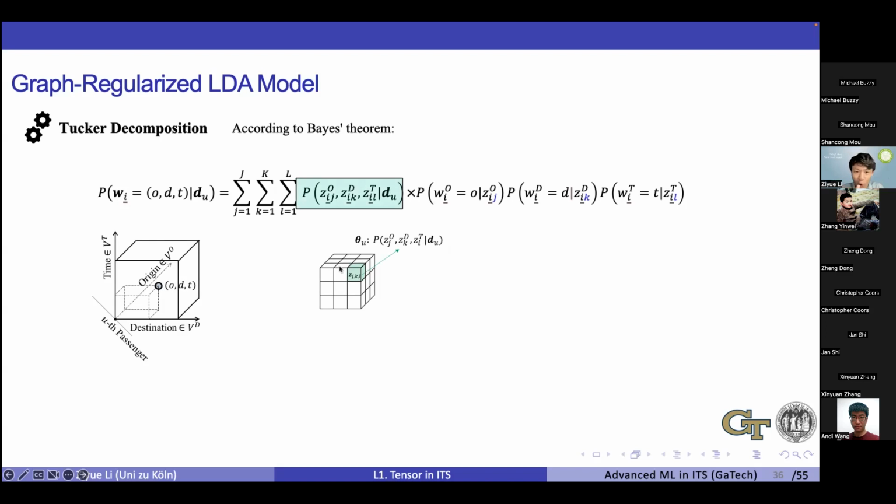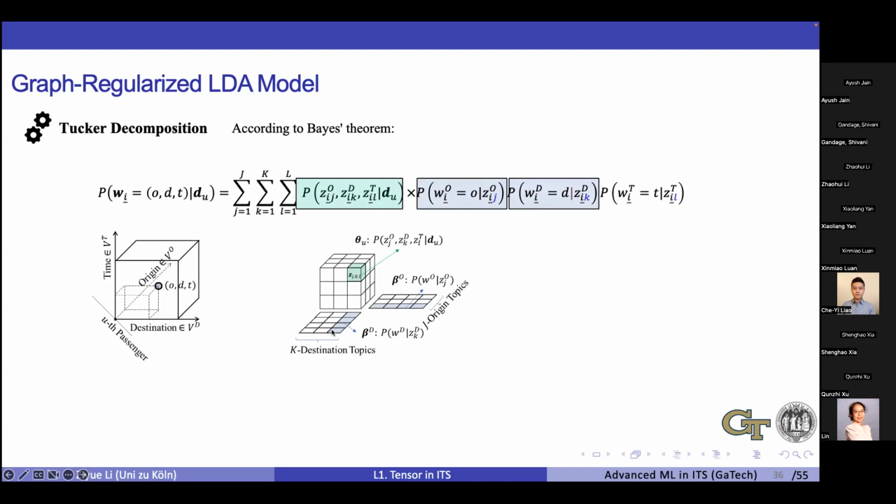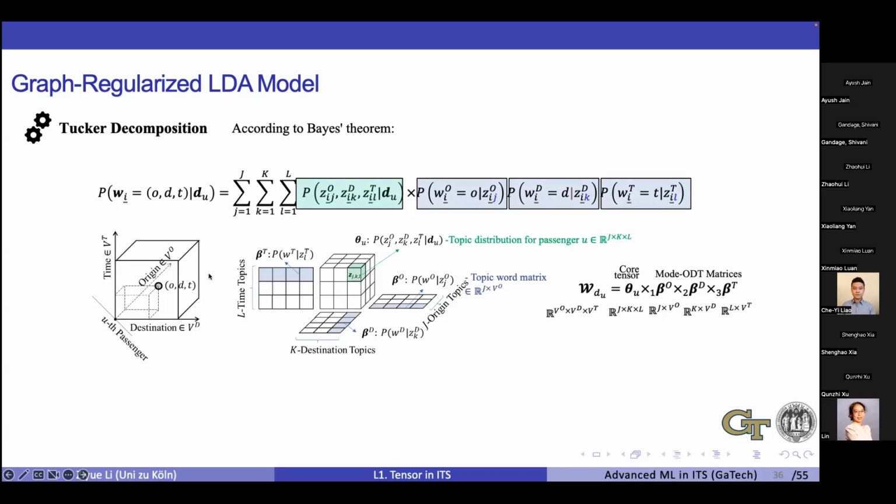a 3-dimensional core tensor JKL, and given the topic J in the O dimension, which is the mode matrix for O, and given the topic K in the D dimension, which is the destination mode matrix, and the T dimension. So you can see that we basically decompose this probability into the core tensor, and along each dimension there's a mode matrix. So the tensor LDA model is basically based on tensor decomposition.